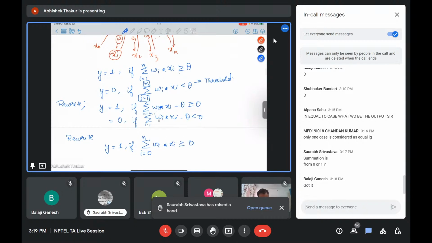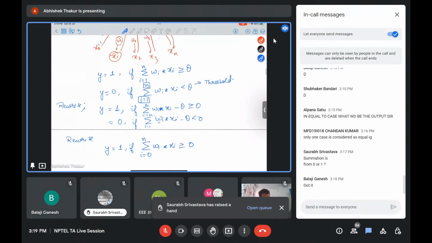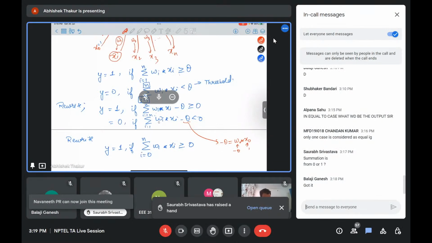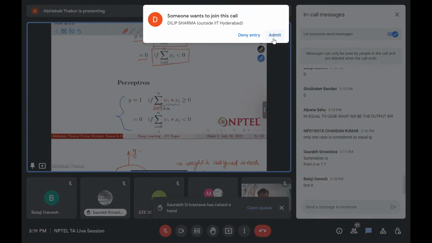What we have done, we have taken w naught equal to minus theta here, and x naught equal to 1. So this minus theta term is equal to w naught into x naught, because x naught is 1 and w naught is minus theta. So now we can write from I is equal to 0 to n. Understood how this came? Because we have taken the initial bias weight also into consideration. So this is the final equation for the perceptron model.